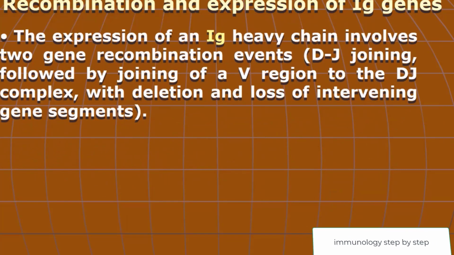Recombination and expression of Ig genes. The expression of the Ig heavy chain involves two gene recombination events.